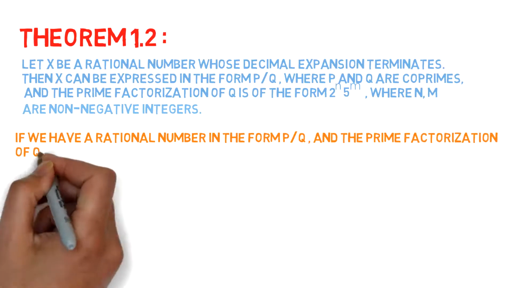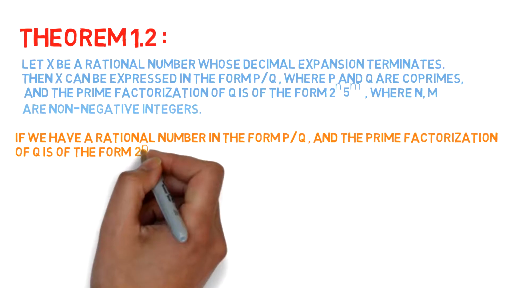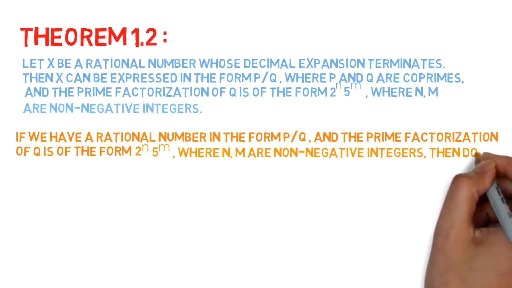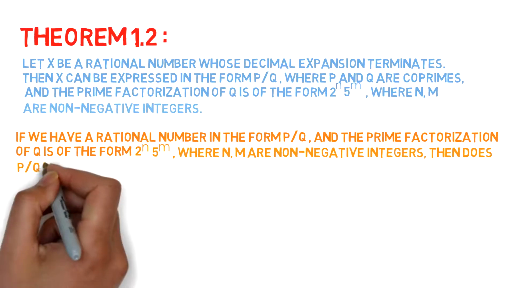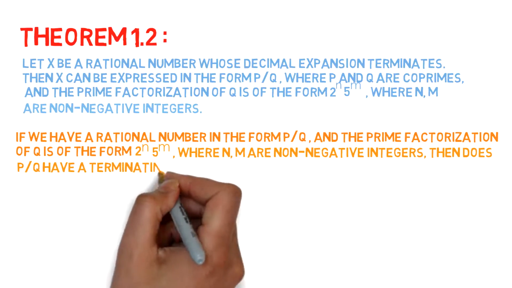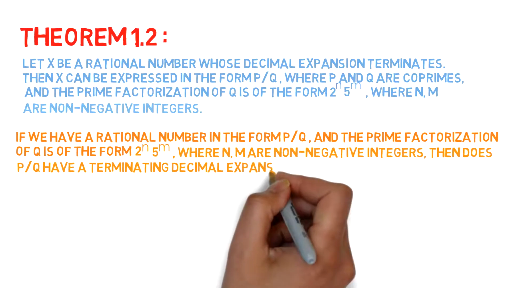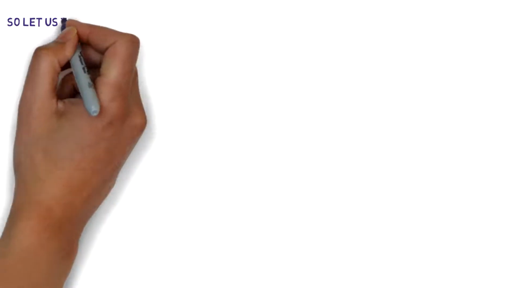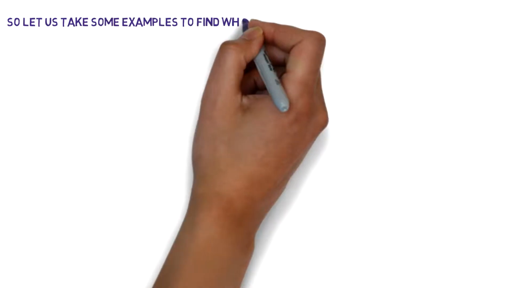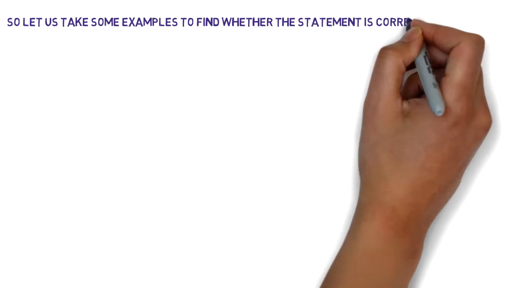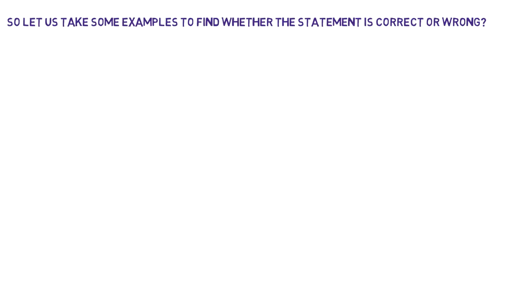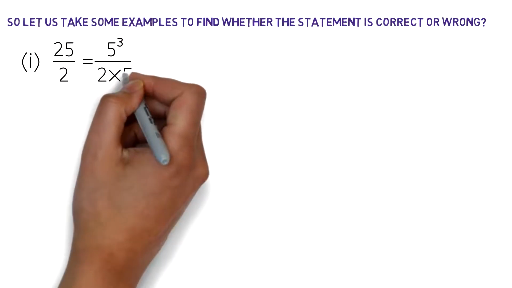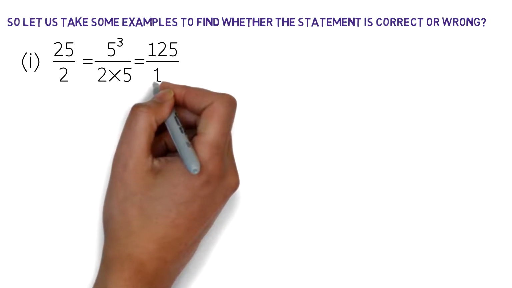If we have a number in the form of p by q and the prime factorization of q is of the form 2 power n into 5 power m, where n, m are non-negative integers, then does p by q have a terminating decimal expansion? Many of the members have this doubt. So let us take some examples to find whether the statement is correct or wrong. Example 1. 25 by 2 equals 5 cube by 2 into 5, equals 125 by 10, equals 12.5.